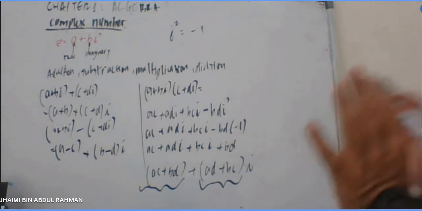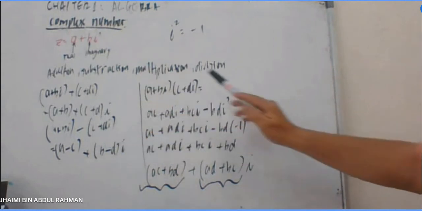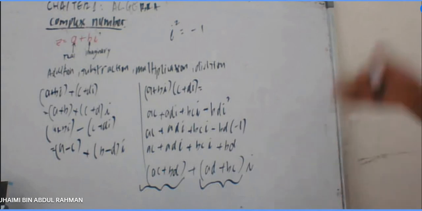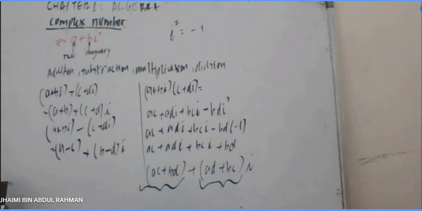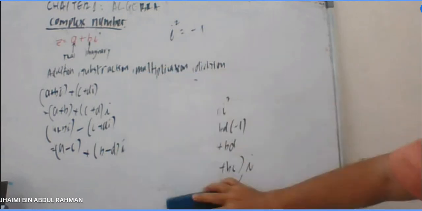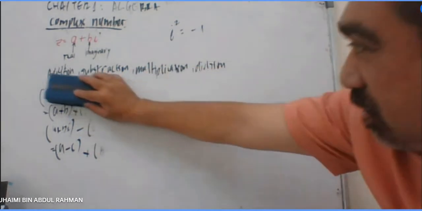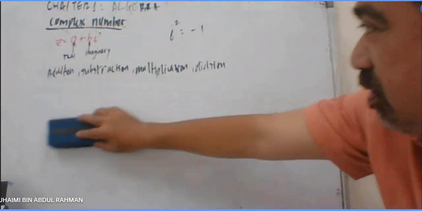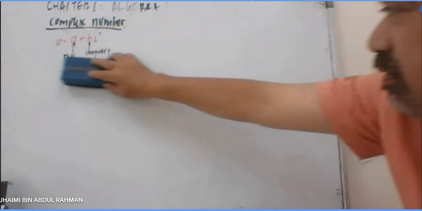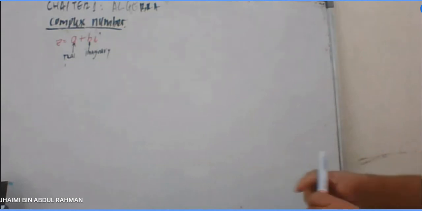The operations of addition, subtraction, multiplication, and divisions also. But for the case of division, we have to find the conjugate of that complex number. So we need to know what is the conjugate of that complex number.